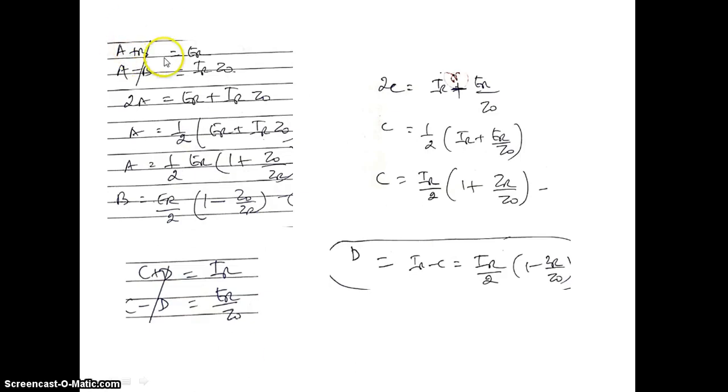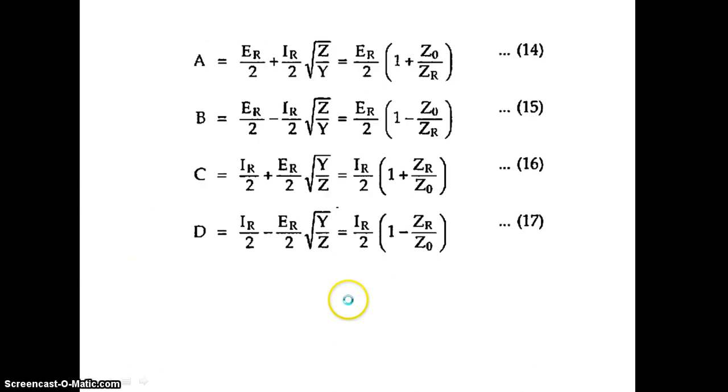Previously we have A plus B equal to ER and A minus B equal to IR Z0. So 2A equal to ER plus IR Z0. So we have found A equal to half ER into (1 plus Z0 by ZR). Similarly, we arrive at B equal to ER by 2 into (1 minus Z0 by ZR), and C equal to IR by 2 into (1 plus ZR by Z0), and D equal to IR by 2 into (1 minus ZR by Z0). So we are arriving at four equations for A, B, C and D.